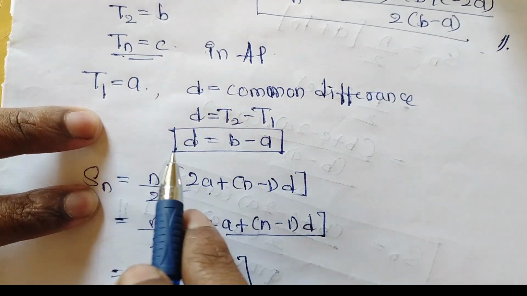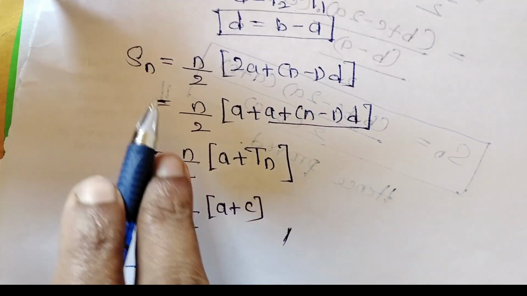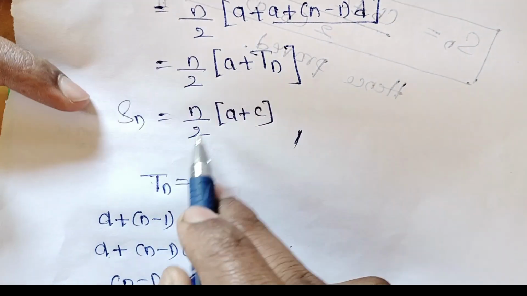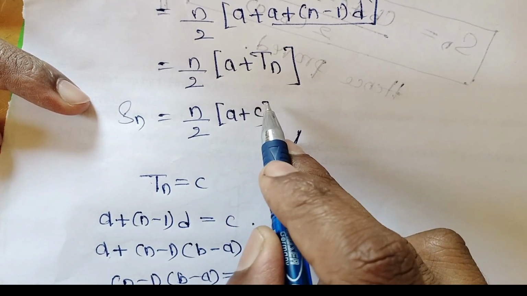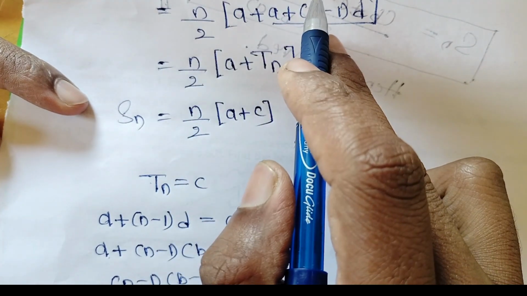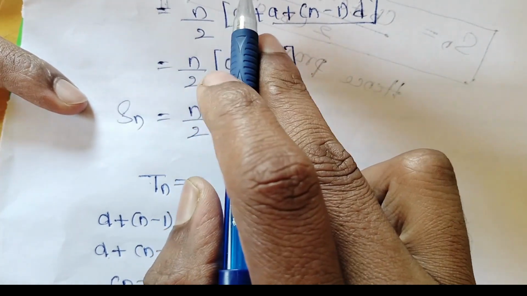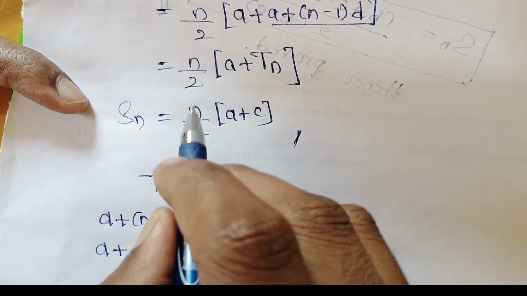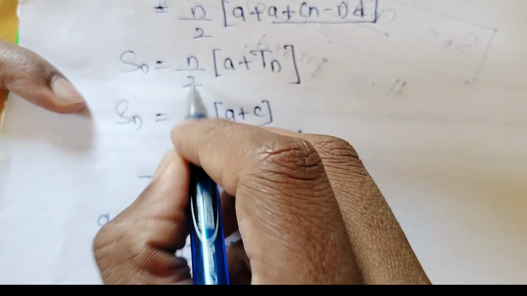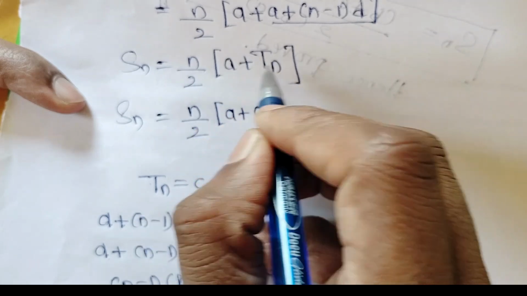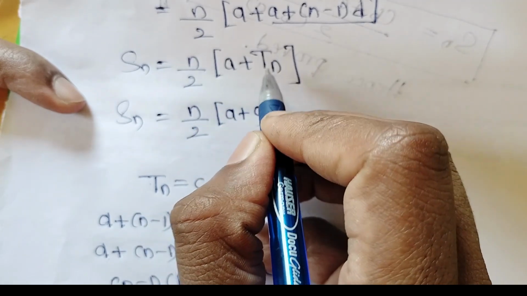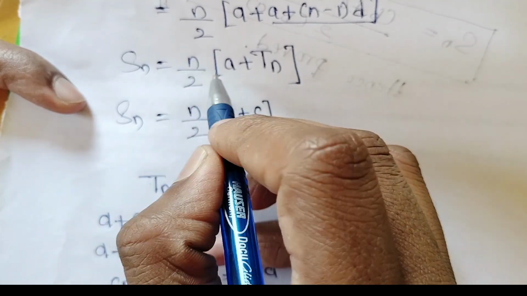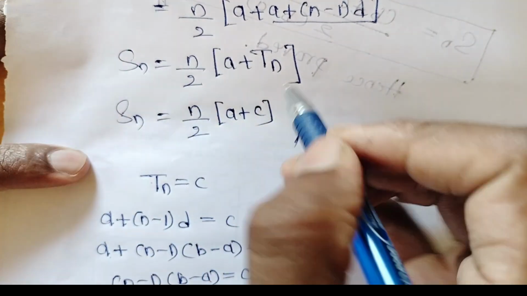Okay, now we know a and d, so substituting in the Sn formula, we get Sn equals n by 2 into a plus c. Okay, how did this c come here? The sum of first n terms formula we know: Sn equals n by 2 into a plus tn, that is a plus l, the last term. So a plus last term into n divided by 2 is the sum of first n terms. Okay, this formula you know.